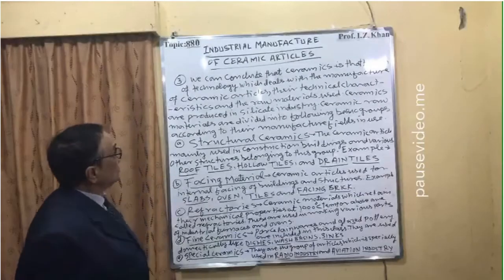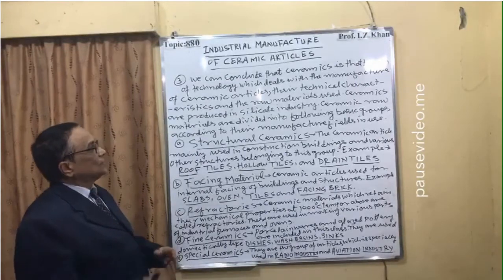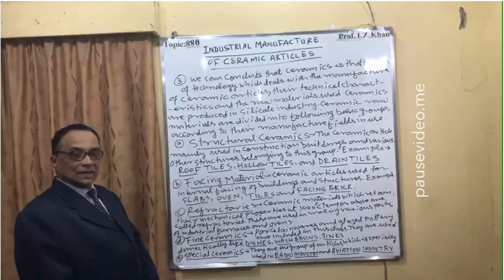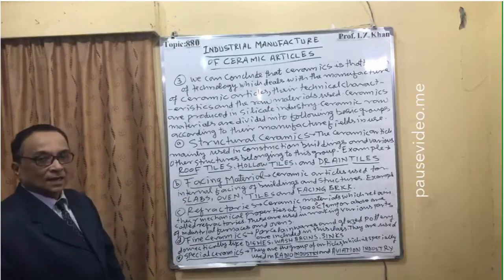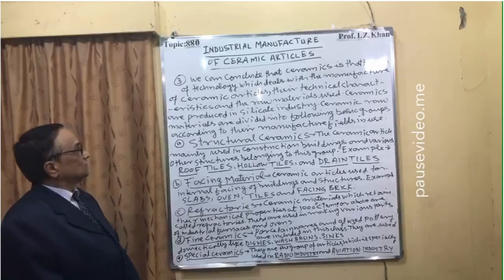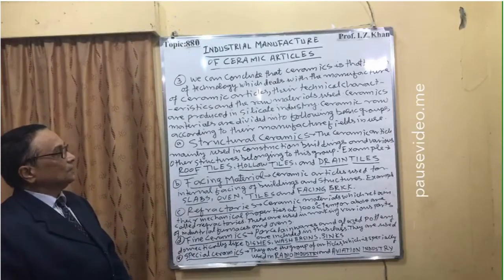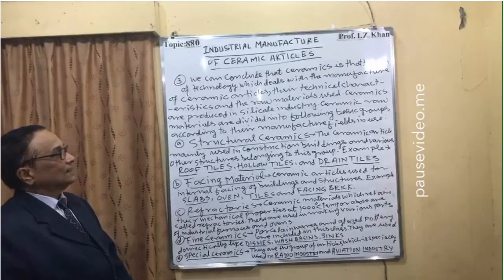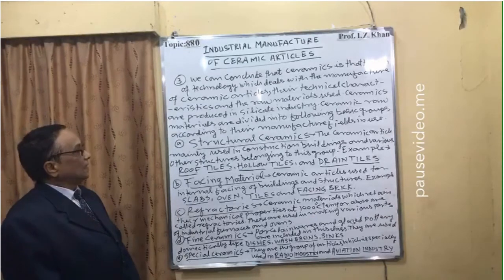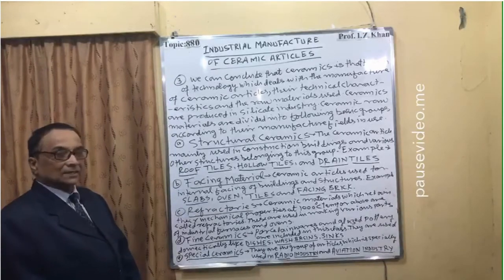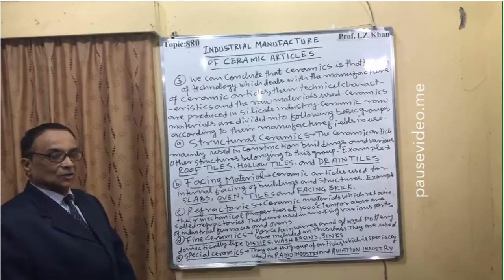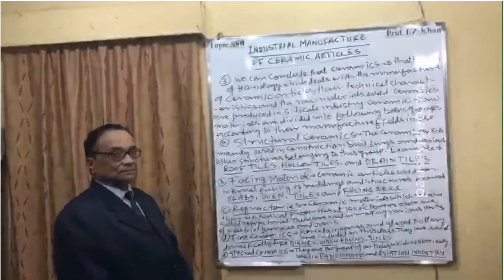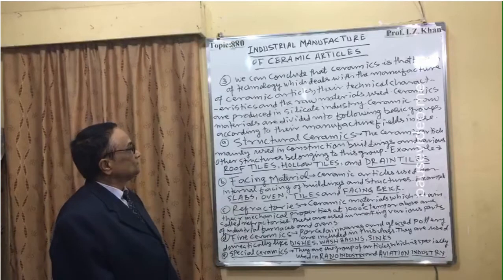So, in continuation, number three, we can conclude that ceramics is a different branch of technology which deals with the manufacture of ceramic articles and their technical characteristics and the raw materials used. That is the technology of the industry, and what is the characteristic of their raw material and what type of substances are used.